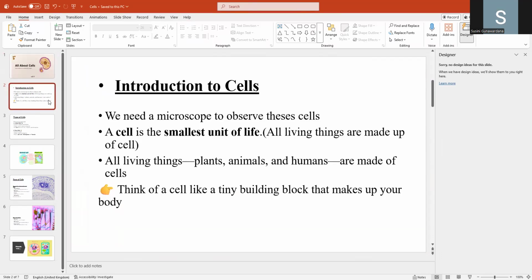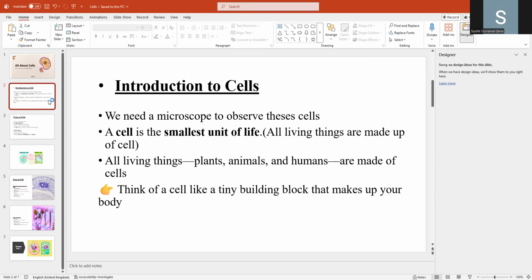First of all, we'll move to the introduction to the cell. A cell is the smallest unit of life. All living things are made up of cells. So, what are the living things? Basically, there are three types of living things. They are plants, animals, and microorganisms. All these three types of organisms are made up of cells.